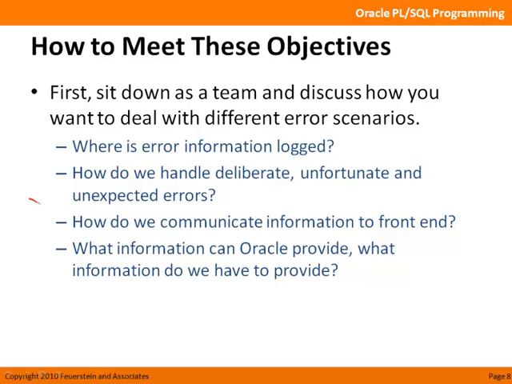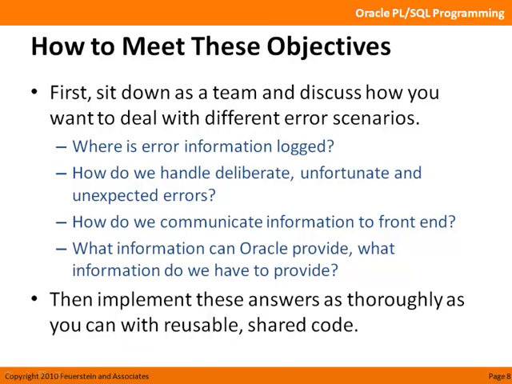How do we communicate errors or information back to the front end? How do we decide what our users should see and how they can deal with that information, how they can provide information to support, etc.? And then, I think this is a very important question. Look at the information that Oracle can provide, and then ask yourselves, what information do we have to provide in addition to that in order to make sure we have that complete picture?